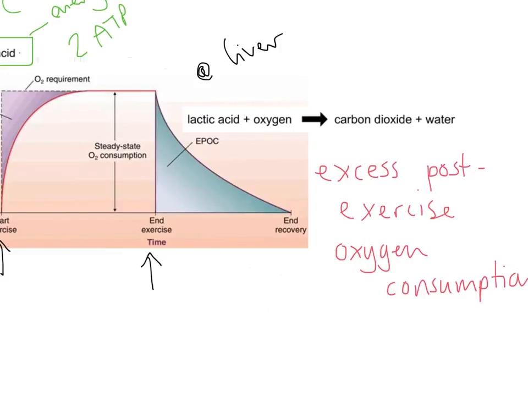Now the size of the EPOC depends on two things really. It depends on how long you were exercising anaerobically, so how much lactic acid you built up, and that again, in turn, depends on how fit you are. The fitter you are, it tends to mean that your heart rate can increase more and you're better at delivering oxygen to your muscles. So you're going to go anaerobic much later than somebody who is perhaps unfit. And if you are fit and you've got a stronger heart, then you're probably going to pay off your EPOC much quicker because you can pump that extra oxygen around your body that much faster.